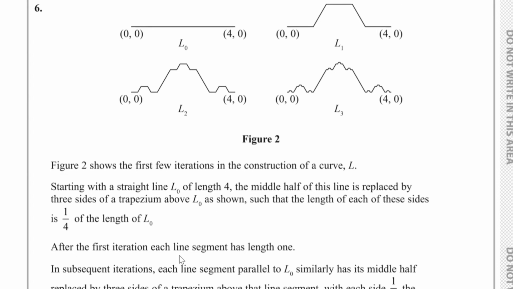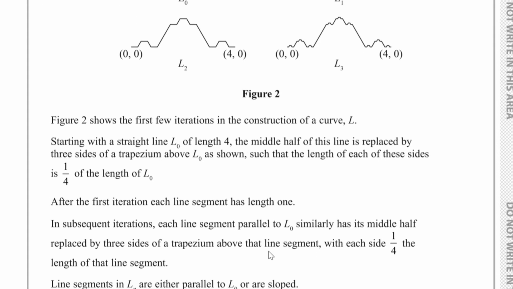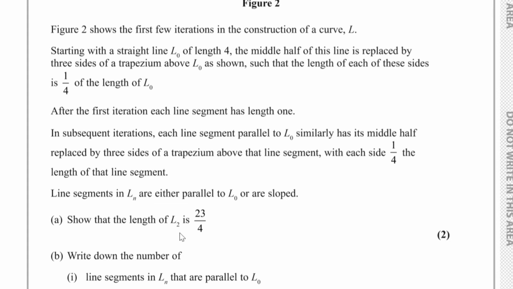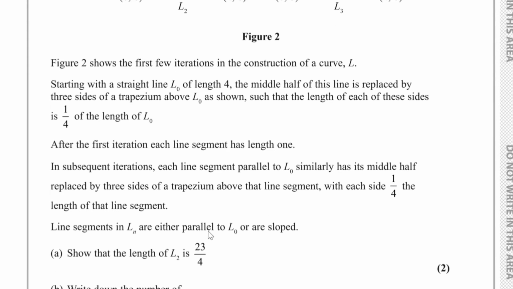After the first iteration, each line segment has length 1. In subsequent iterations, each line segment parallel to L0 similarly has its middle half replaced by 3 sides of a trapezium above that line segment, with each side 1/4 of the length of that line segment. Line segments in Ln are either parallel to L0 or sloped. For part A, we have to show that the length of L2 is 23 over 4.